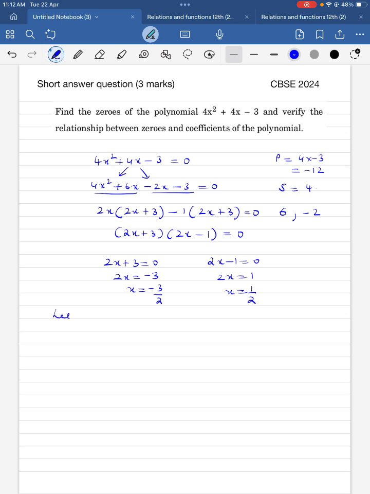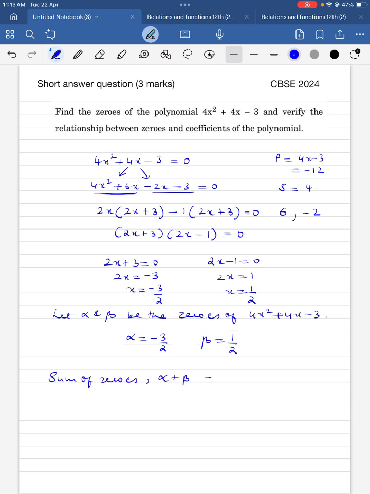Now let alpha and beta be the zeros of the given polynomial 4x squared plus 4x minus 3. I've already found the zeros, right? So I can take the value of alpha as minus 3 by 2 and beta as 1 by 2. Now let's find the sum of zeros. Sum of zeros will be alpha plus beta, which is equal to minus 3 by 2 plus 1 by 2, which is minus 2 by 2, or equal to negative 1. Okay, now let's find the product of zeros. Product of zeros is alpha times beta, which is minus 3 by 2 times 1 by 2, which is equal to minus 3 by 4.